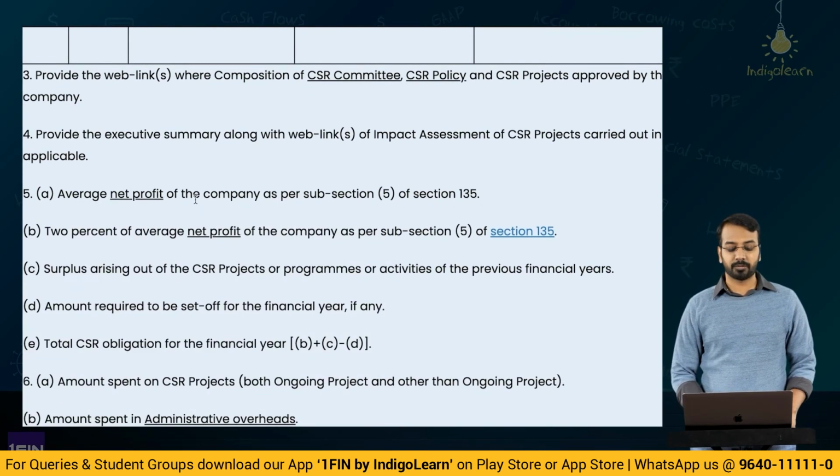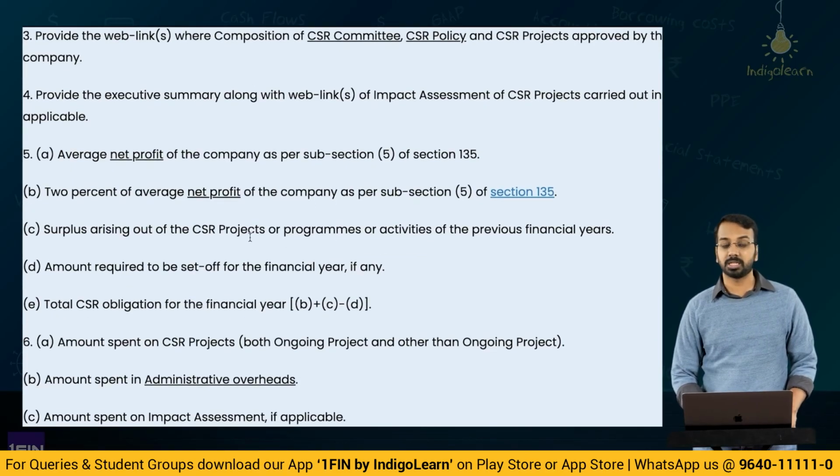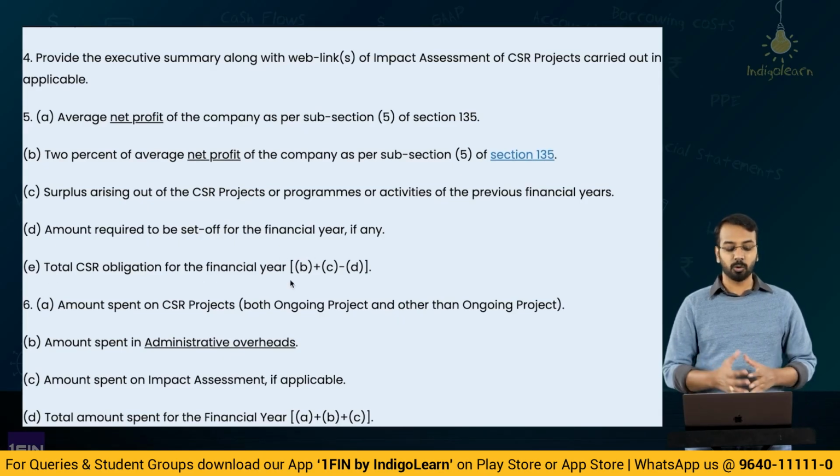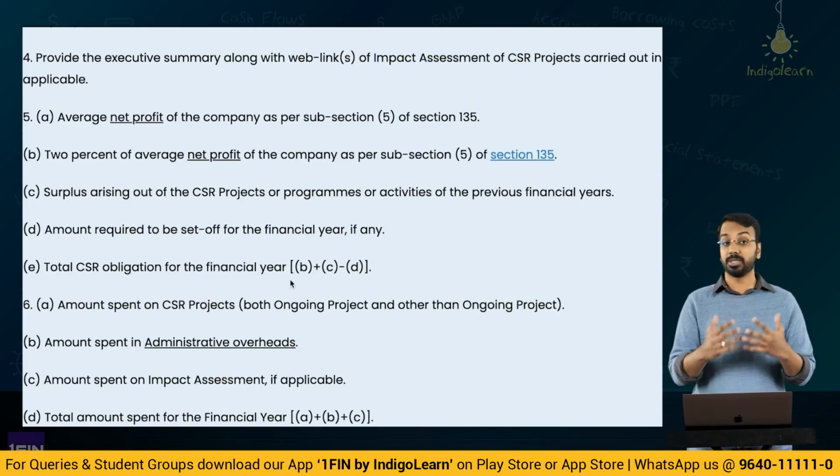Then the average net profit of the company as per subsection 5 of section 135, 2% of the average net profit, surplus arising out of CSR projects or programs, amount required to be set off for the financial year, and total CSR obligation for the financial year. So what is the 2% of net profit? How much is the surplus brought forward? How much has been set off? And the balance amount, what is the obligation?